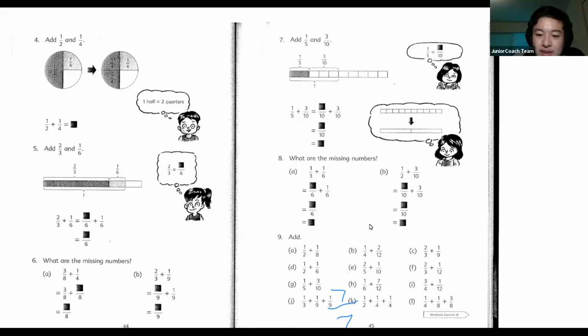Right. So 10 out of 12. You have to multiply 3 out of 4 by 3. You have to multiply both the top and the bottom. So the top is 3 times 3 is 9, and the bottom 4 times 3 is 12, right? So now you have 9/12 plus 1/12, which is 10/12, right? And 10/12 can be simplified to 5/6 because you divide both the top and bottom by 2.